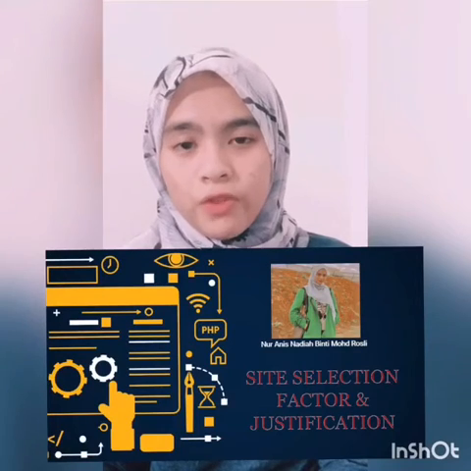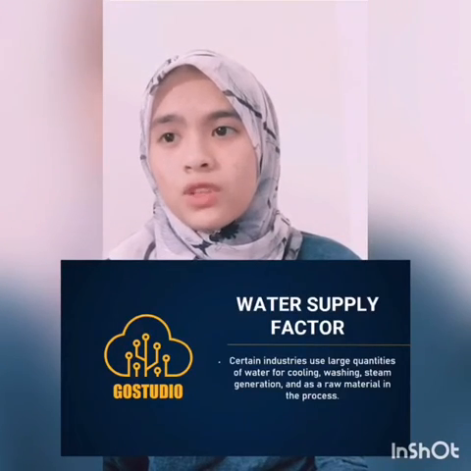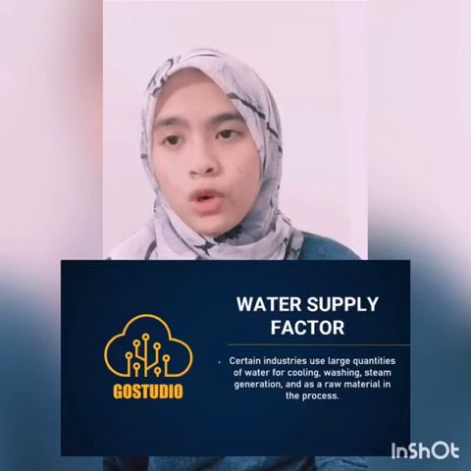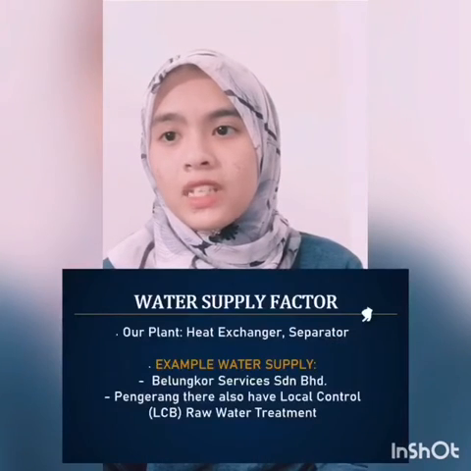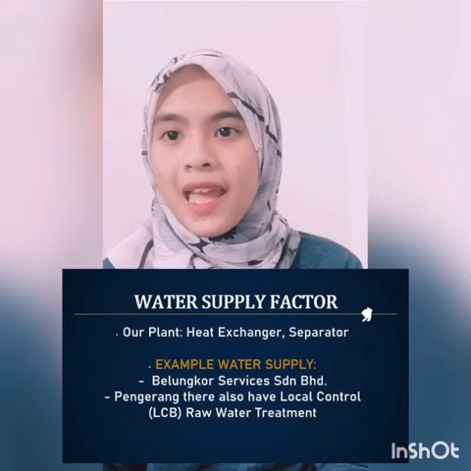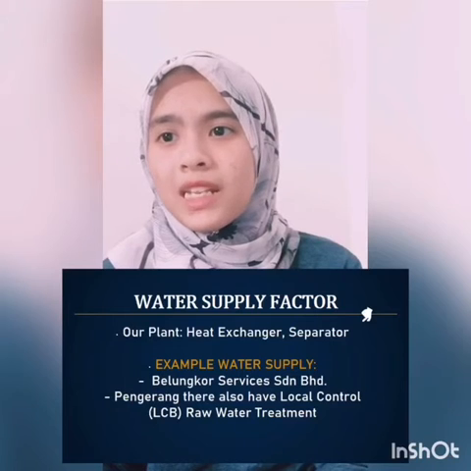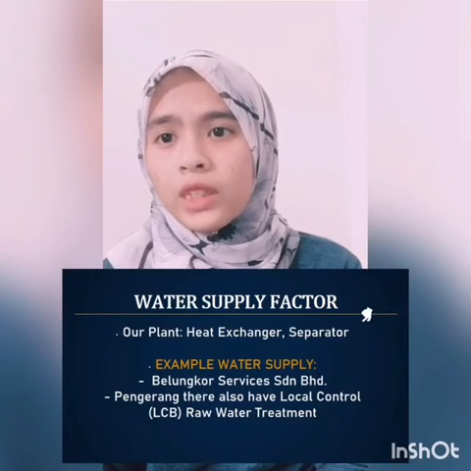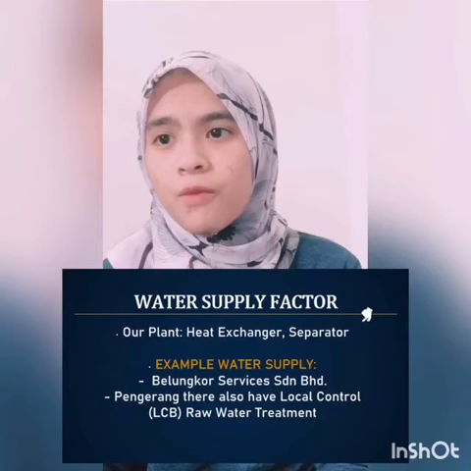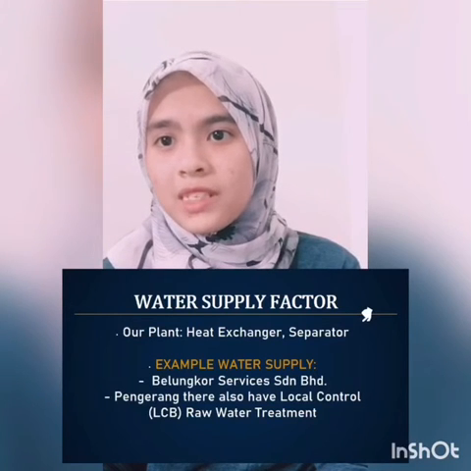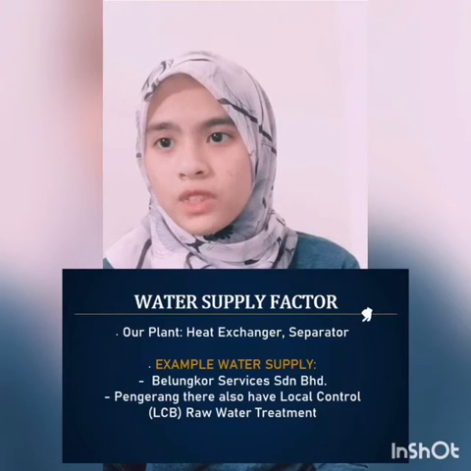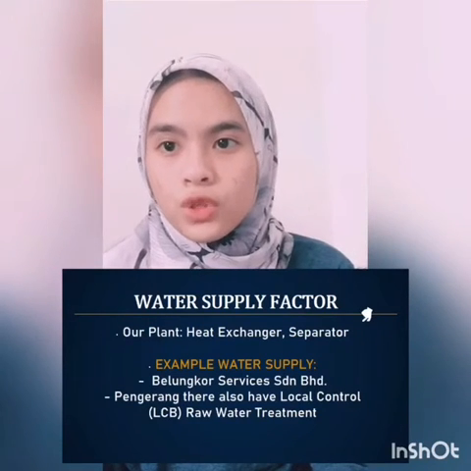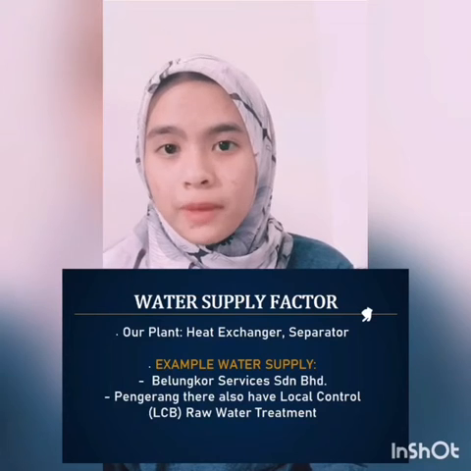Now to the other two factors, which are water supply and market. For the water supply, certain industries use large quantities of water for cooling, washing, steam generation, and as a raw material in the process. For our plant, it deals with the exchanger, separator, and so on. Hence, the plant must be located where a dependable supply of water is available. Raw water from a river or lake is brought in to make up for losses in the steam and cooling water systems, and is also treated to generate demineralized and deionized water for process use. Water is also used for process cleaning operations and to supply fire hydrants.